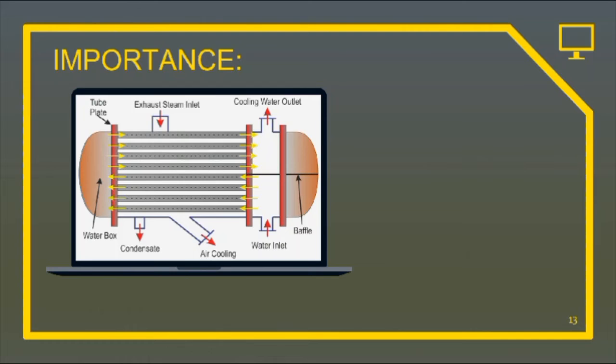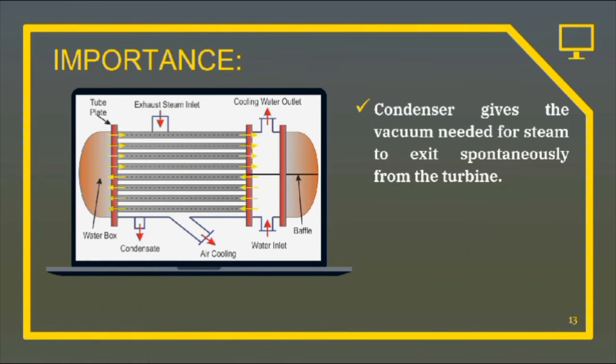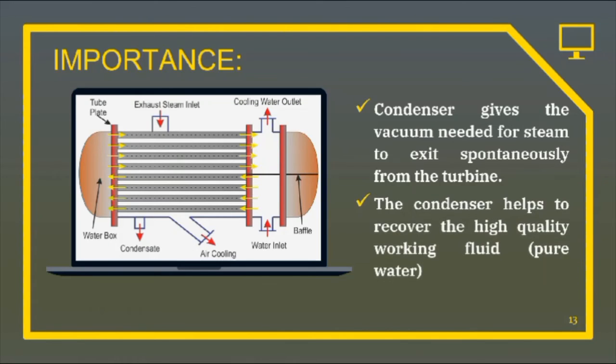Significance of condensers. Condenser gives the vacuum needed for steam to exit spontaneously from the turbine. Without vacuum, the steam will find it difficult to get out of the turbine. Condenser helps to recover the high quality working fluid. Without condenser, we would be losing pure water as steam exiting the turbine into the environment.